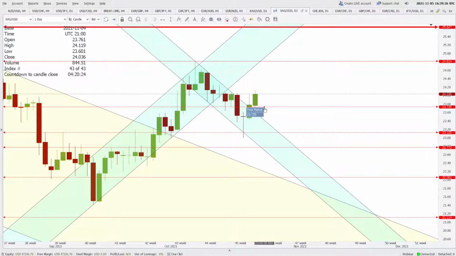So 23.73 is the support, 24.81 is the resistance for the silver.